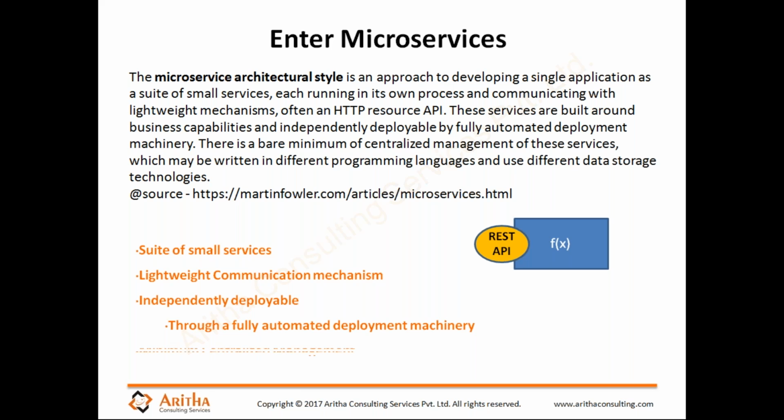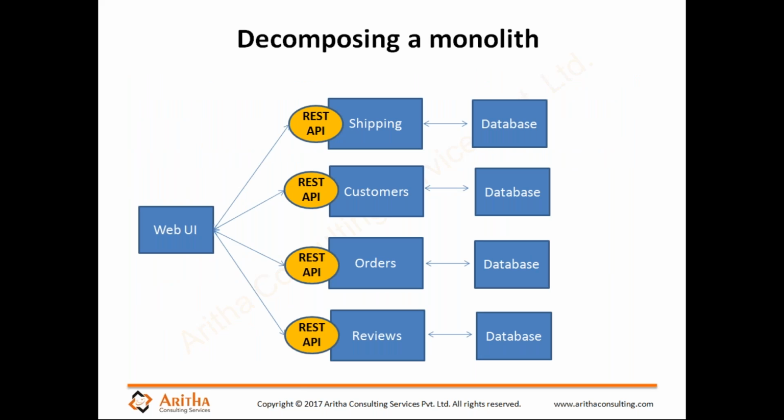So now, starting with this monolith application that we started off with in the first two slides, how do I make use of microservices? When you convert your monolith application into a set of microservices, that's also called decomposing a monolith application. If you think about your e-commerce application, this is the reason why I chose it: it's very easy to understand the different components of an e-commerce application. There is shipping, there are customers, there are orders, there are reviews. Now each of these can be run as a microservice by itself.